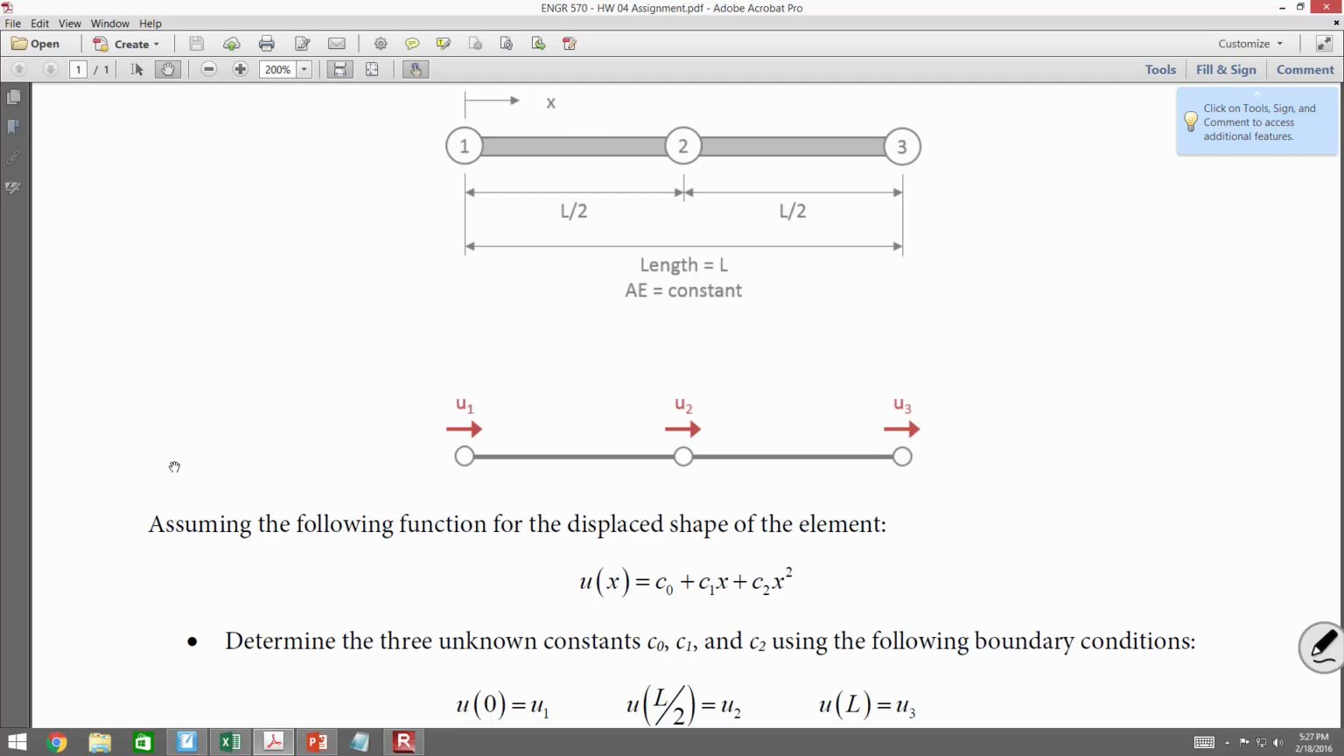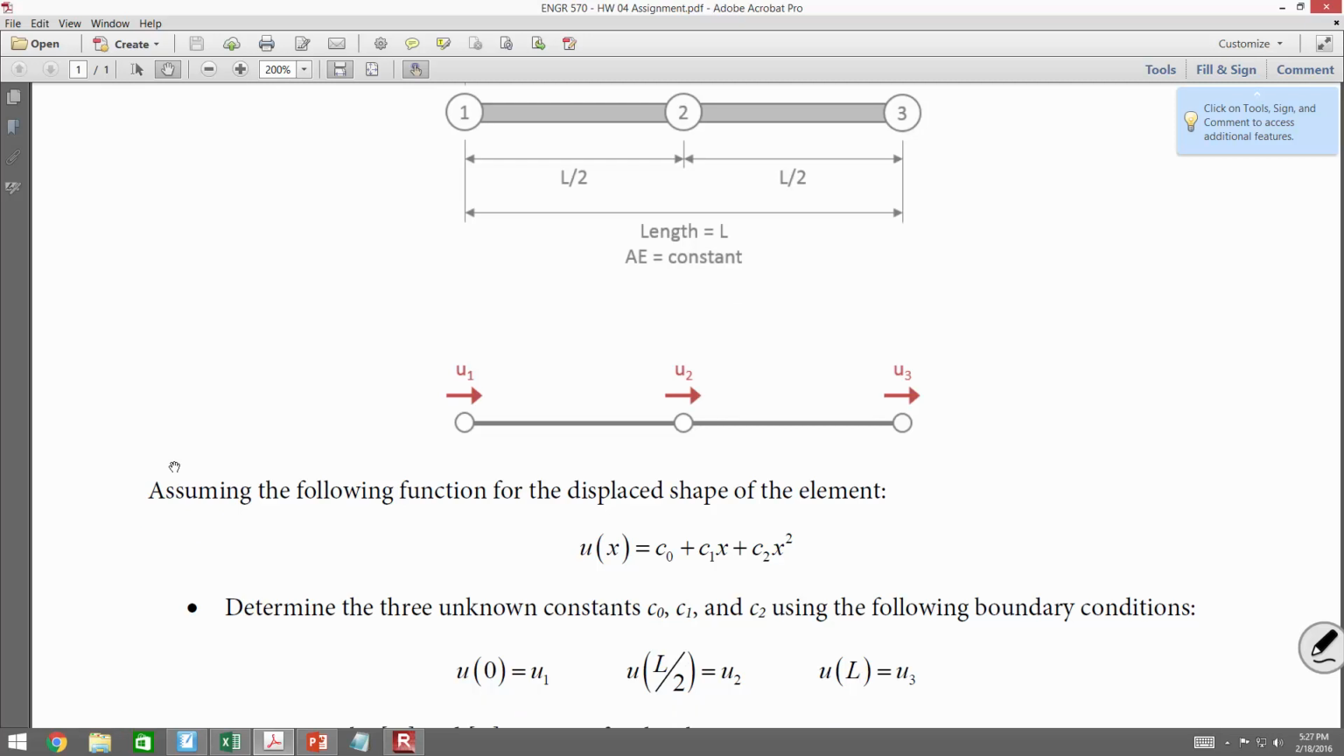For the bar element that we did before, we just had C0 plus C1x. For the beam, this went all the way to x cubed. Here, C0 plus C1x plus C2x squared, we're going to assume that the displaced shape follows a parabola. Now, I've got a series of tasks for this element. Number one, tell me what these three constants are, C0, C1, and C2, using these boundary conditions.